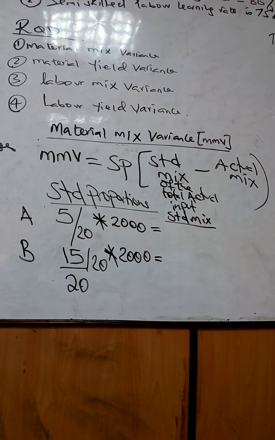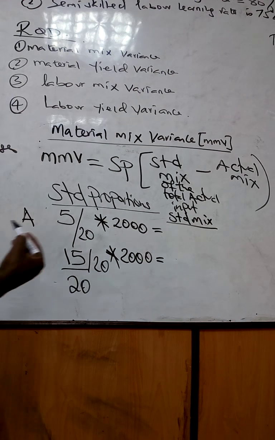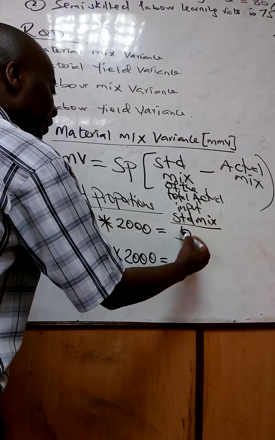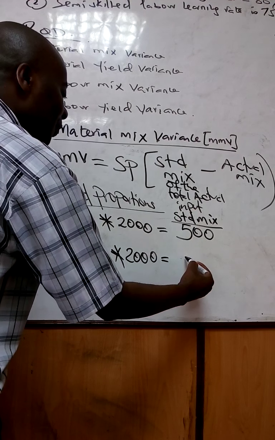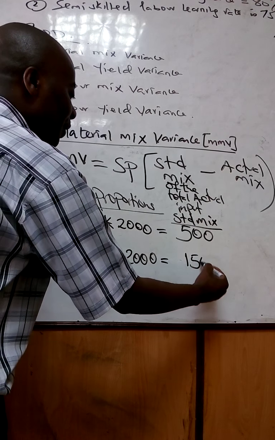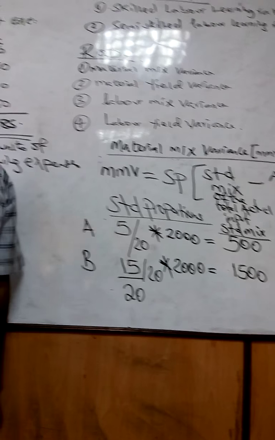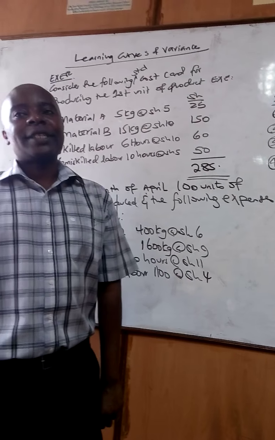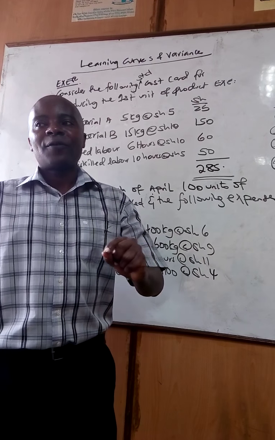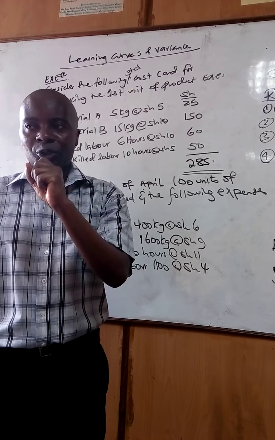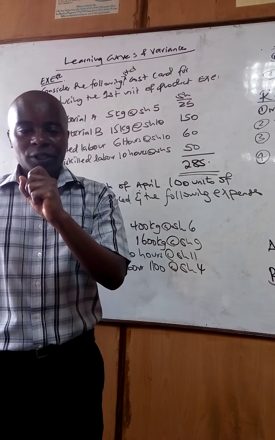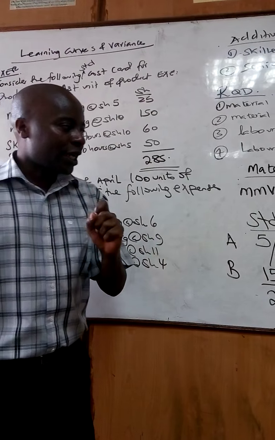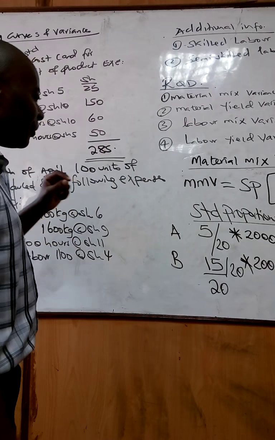So could you kindly give me these values? The first one is 500. How about the second one? 1500. Is that what we got? The standard mix: first of all, we get the standard proportions from the standard cost card. So we have our standard mix like that.